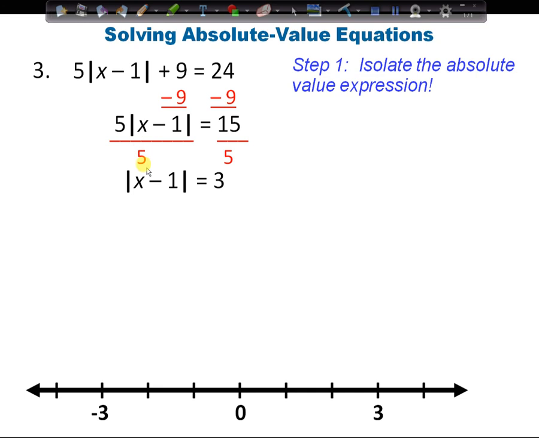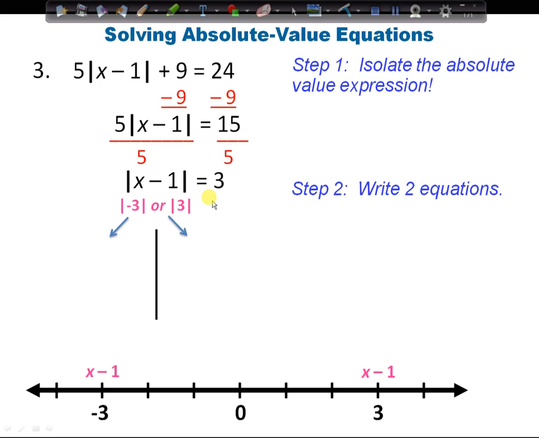So my 5's here and here cancel, and I bring down my absolute value of x minus 1. And then 15 divided by 5 is 3. Once my absolute value bars are by themselves, I'm going to look over to the right-hand side. Since this is a positive number, I know that I'm going to have 2 solutions. So I'm going to set up 2 different equations. And again, it says what numbers are 3 units away from 0: -3, and +3.